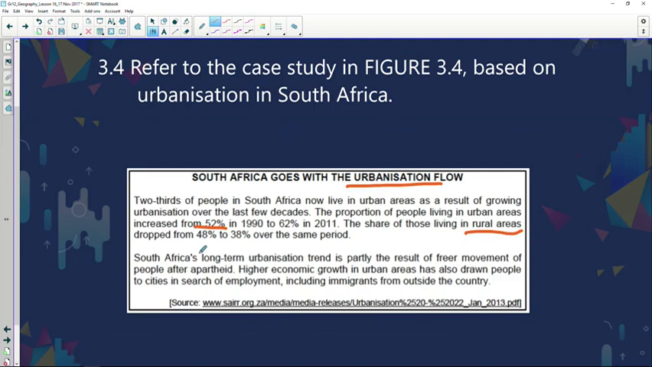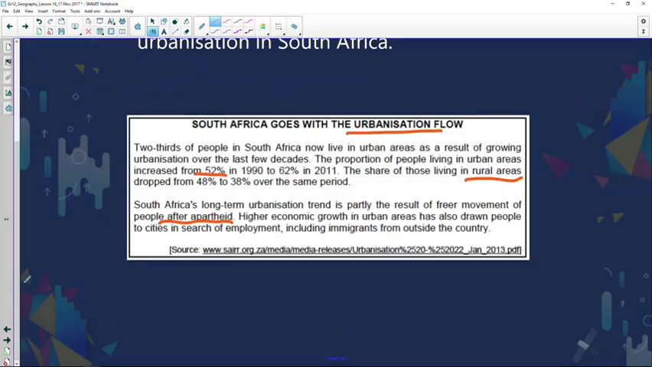Now the reason why we have such a massive trend, if you read in your case study, is because after apartheid, you have to remember we had the laws. Black people were not allowed to live in urban areas. They had their homelands. And because of higher economic growth in the areas, it attracts people. That's the pull factors. There's more jobs, better employment opportunities, better services, and better housing. So let's quickly go and have a look at the questions that's being asked over here.